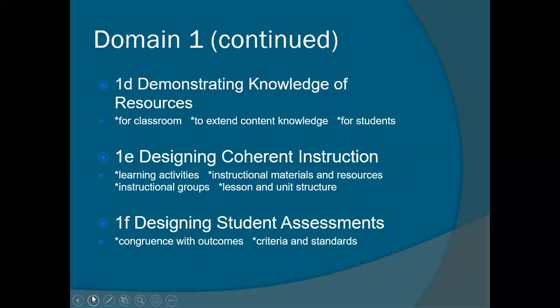1F is designing student assessments. So this item really looks at congruence with outcomes and criteria and standards. This is pretty much done for us because we use CORE and all of our assessments are done and scored in the system, which is already aligned to the standards.